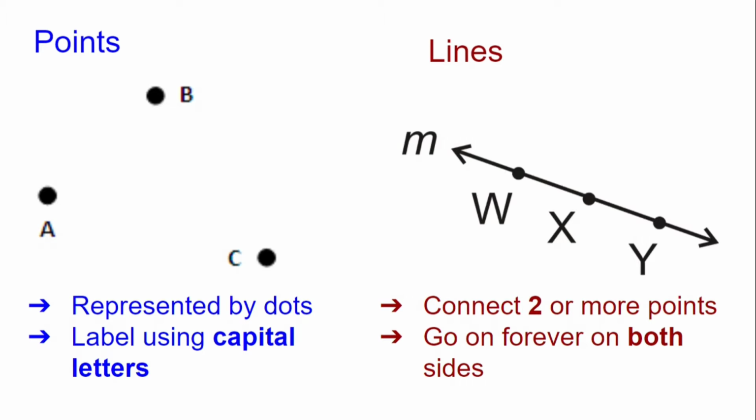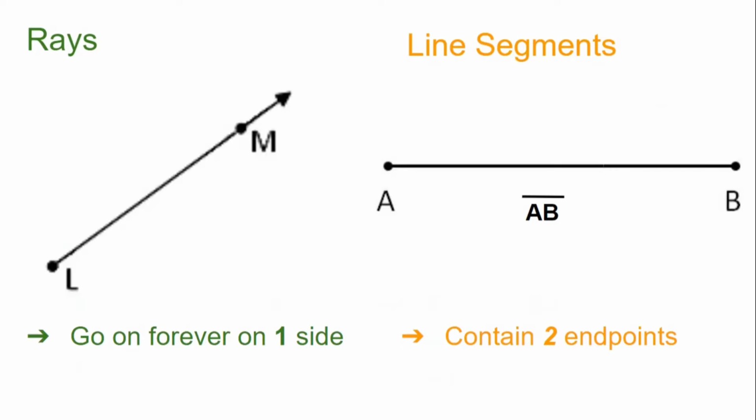Lines follow a straight path, and in order to form a line, you need two or more points. Lines go on forever on both sides, and that's indicated by the arrows on either end of the line. Now, in order to name this line, we can call it line M, or we can call it line WX, WY, or line XY. When you're labeling these lines, you always have to have a small line on top of their names.